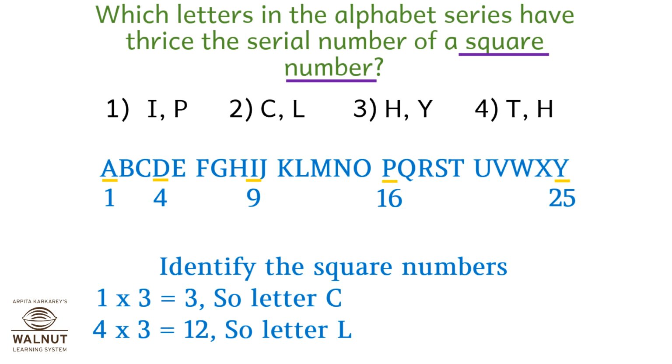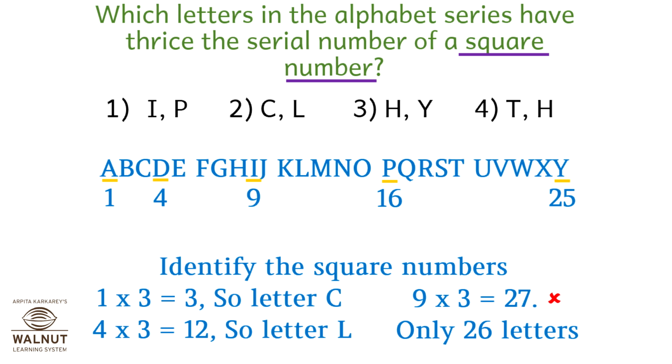Similarly, for the letter D, we have position 4. We multiply that by 3 to get 12. Which letter is at position 12? It's the letter L. Now let's move on to the next number, which is 9 for the letter I. 9 into 3 is 27, but we have only 26 letters in the alphabet series. So 27 has no letter associated with it. So the correct answer is option 2, C and L.